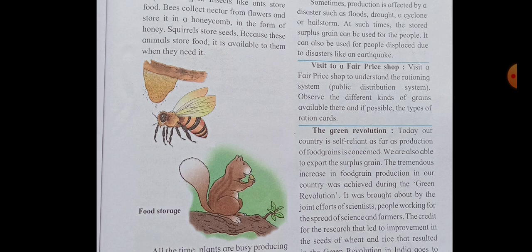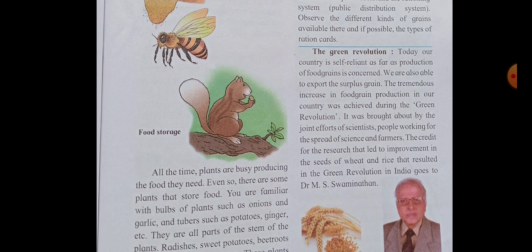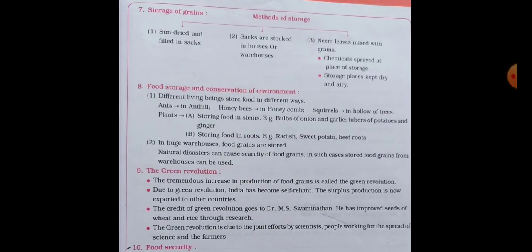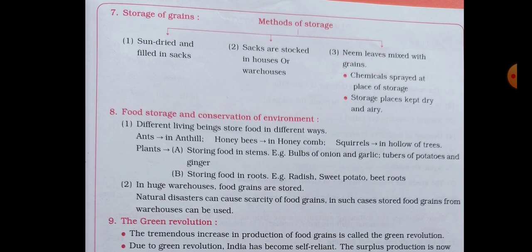what a fair price shop is, that I will also explain. And what the green revolution means. If you go through the lesson, you will definitely understand. Here some points are there, and through those points I will explain exactly what happens. The different methods of the storage of the grains.